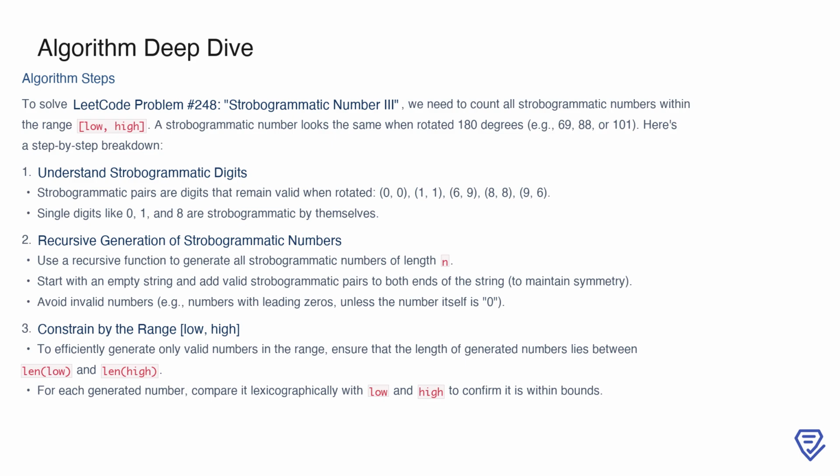Next, we focus on generating these numbers recursively. By starting with an empty string and adding strobogrammatic pairs to both ends, we maintain the required symmetry. However, this process must avoid invalid cases, such as numbers with leading zeros, unless the number itself is 0. Finally, we need to ensure that the generated numbers fall within the given range. This is done by constraining the length of the numbers to lie between the lengths of low and high and by comparing each number lexicographically with the bounds to confirm it is valid.